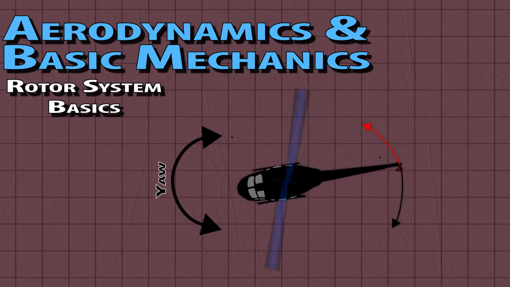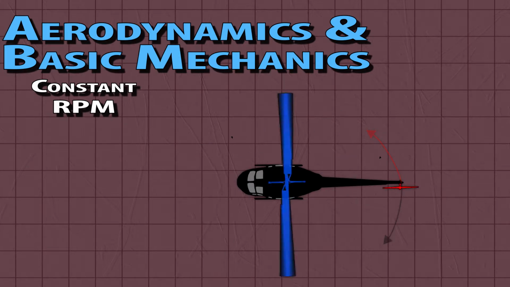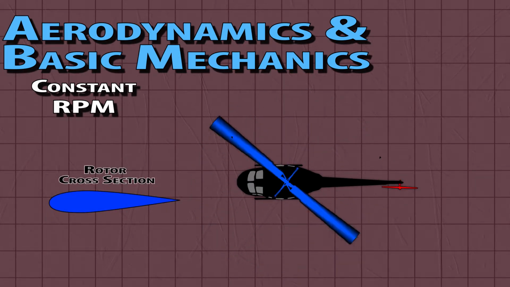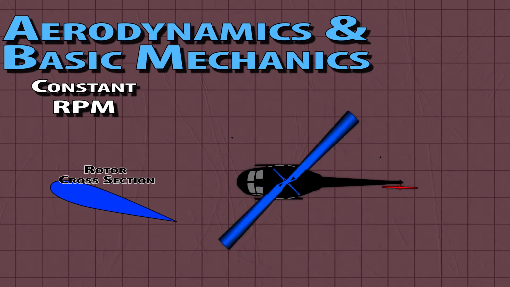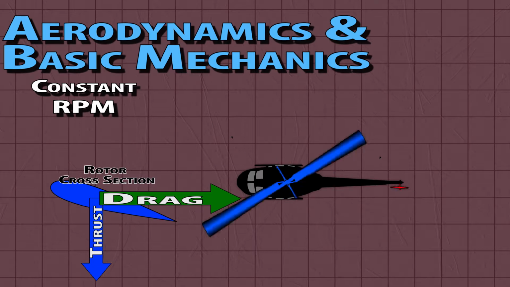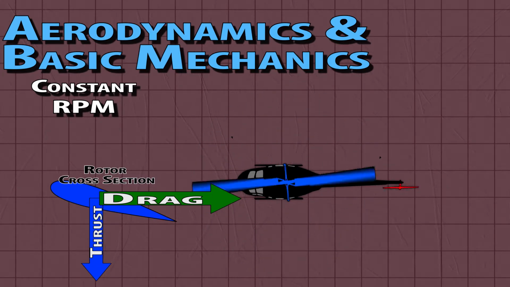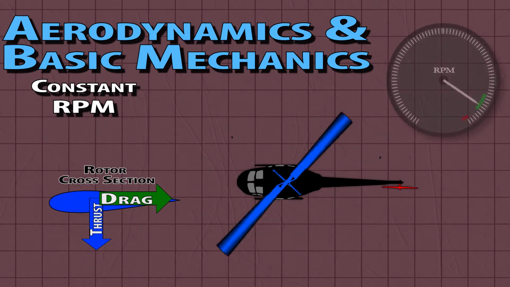Some other key points about helicopters are constant RPM. The rotor system in a helicopter runs at a constant RPM. The controls vary the pitch of the blades in order to change the amount of lift produced. However, lift and drag go hand in hand, and with an increase in lift, so too does drag increase. This would reduce rotor RPM, except that the engine is throttled in order to maintain rotor RPM.